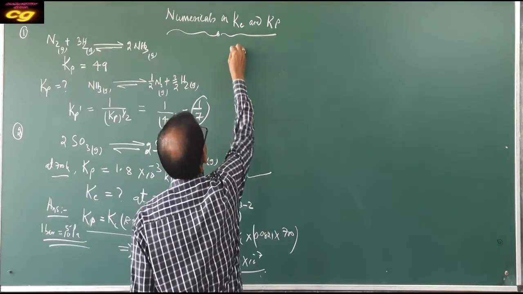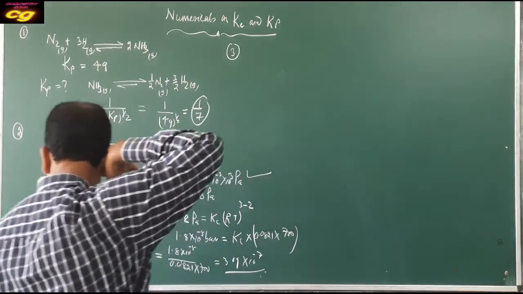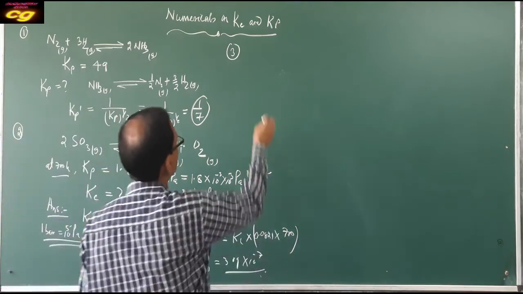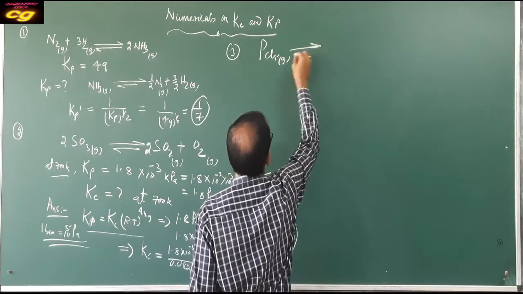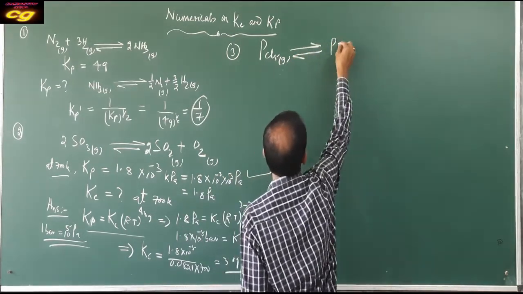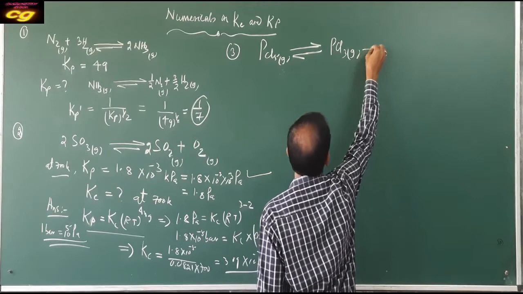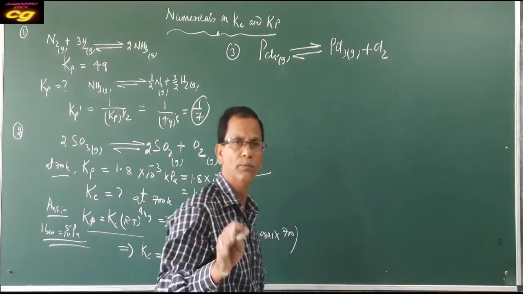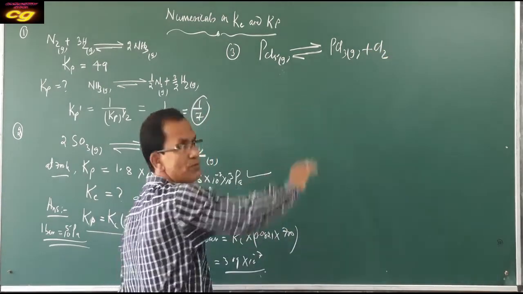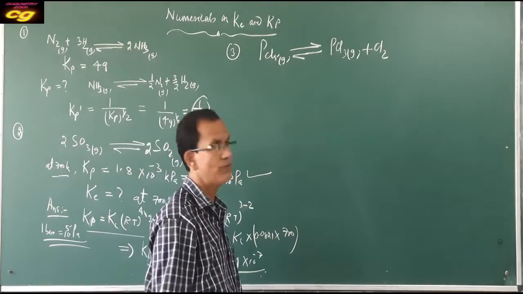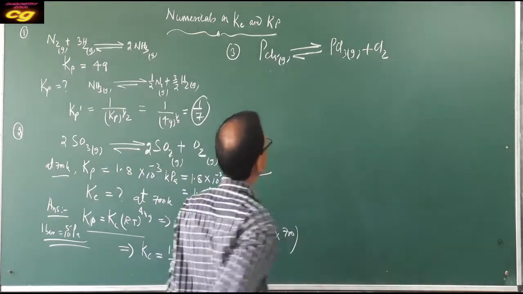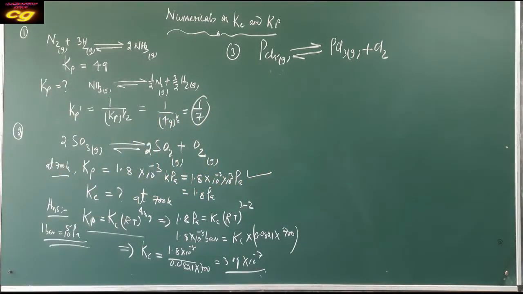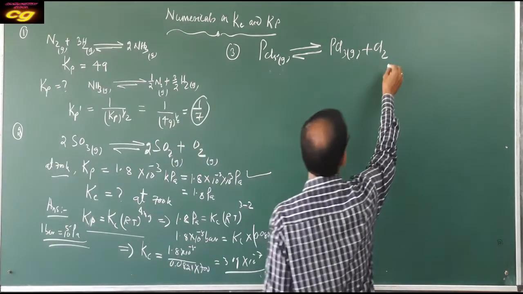Third question is like this. We will calculate. Here one equation is given like this: PCl5(g) converts to PCl3(g) and Cl2(g). But one thing remember, if the equation is balanced, that is okay. If it is not balanced, try to balance it. Here it is already given in balanced form. PCl5 changes to PCl3 and Cl2. Both are in gaseous state.